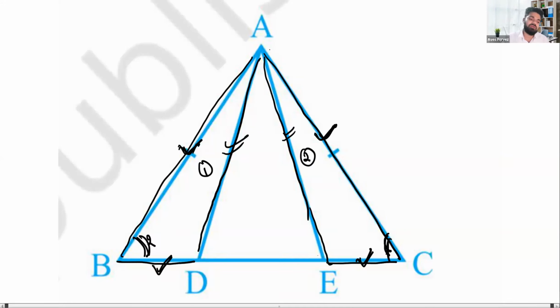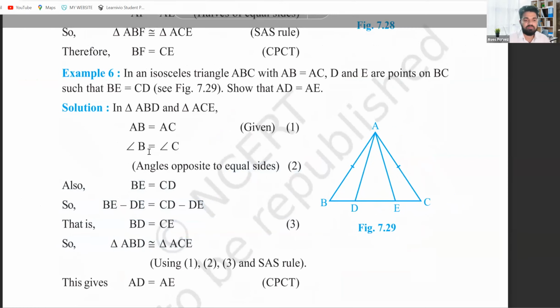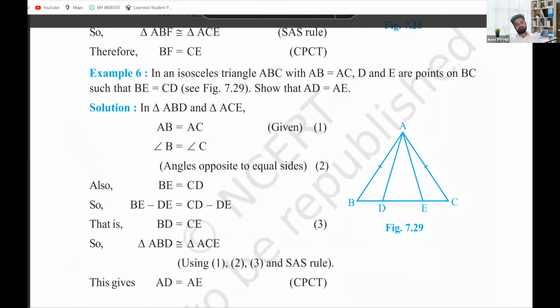Done. You understood. So please note down the solution of this one. We'll do the examples first, then we'll teach the middle. Do this one fast. Alvina, you also noted down? Yes, sir.